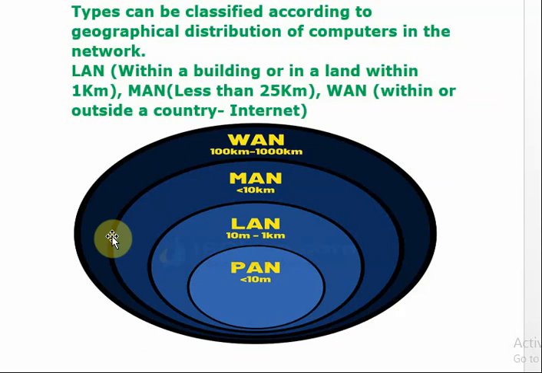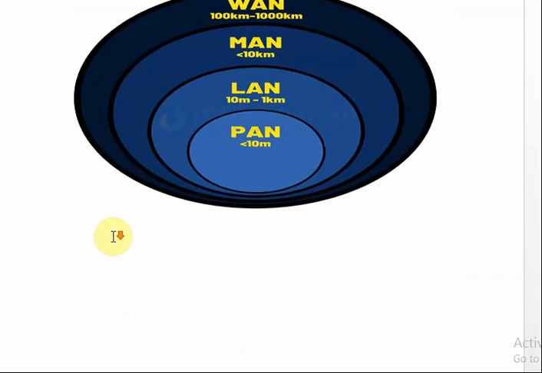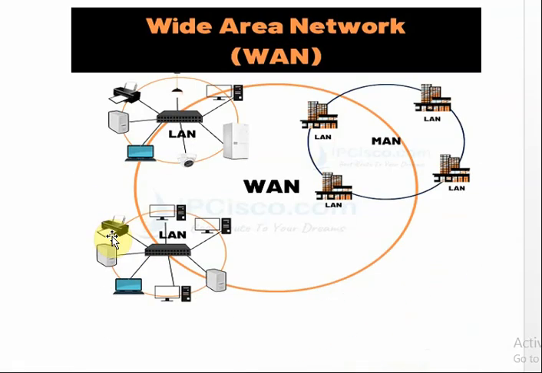A network within a city, for example. WAN within or outside a country is possible. Good example, the internet. If it exceeds about 25 kilometers, even within our country, from one district to another district, we can't call it a MAN, it is a WAN, depending on the distance, right? So here we can have a basic idea like this.